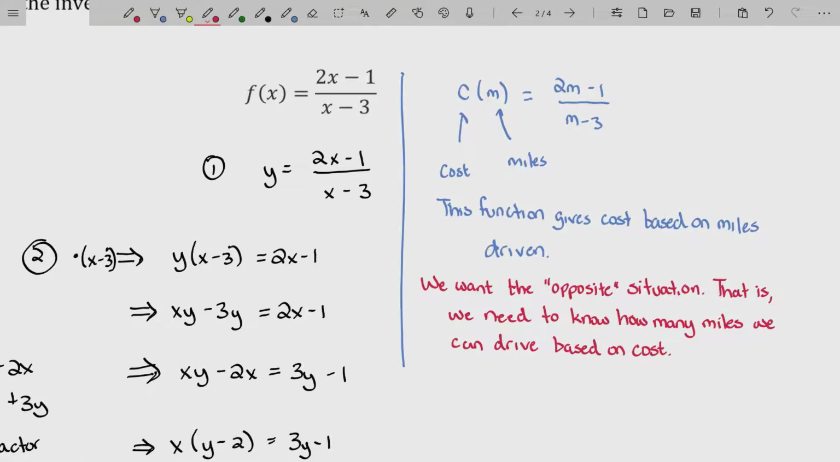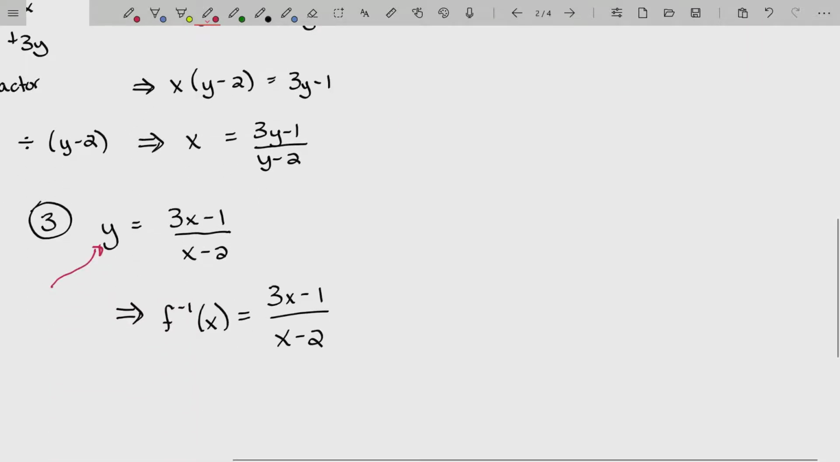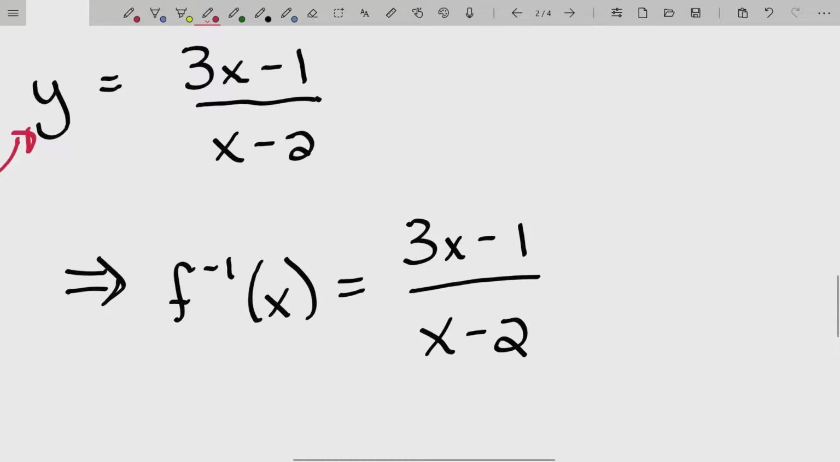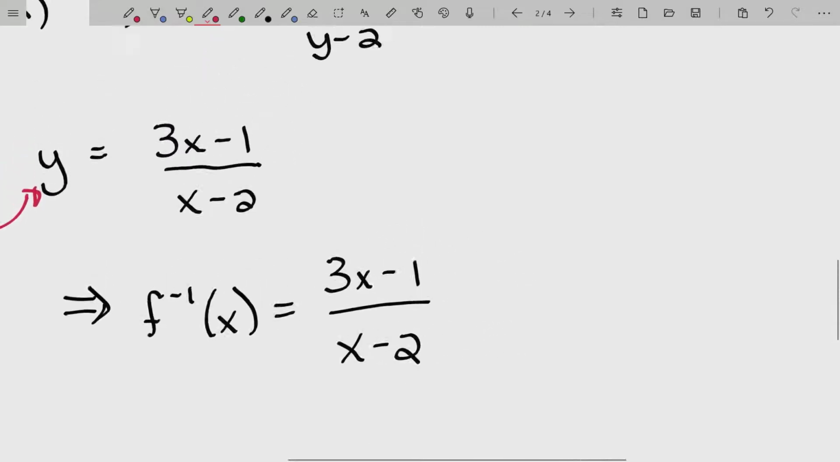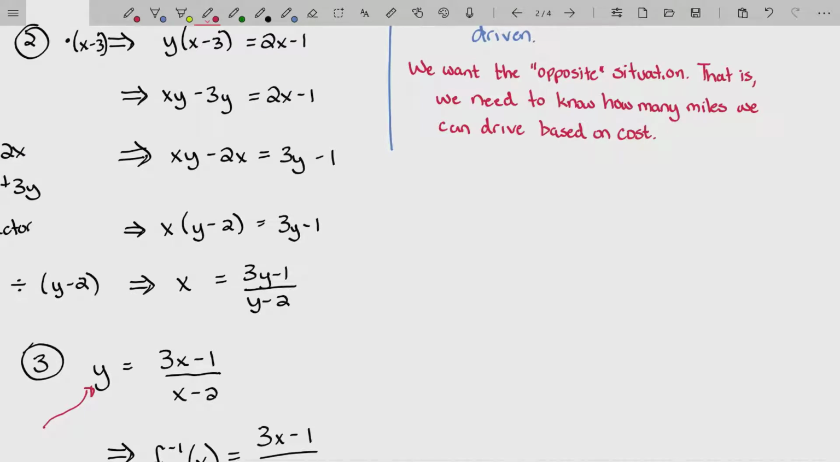That is, we need to know how many miles we can drive based on cost, because maybe we're just limited to how much money we have, right? Nobody has an unlimited amount of money. So we'd like to say, well, all I have is $100. How far can I go? Now we've already found the inverse of this. It's right there. So if you were to find the inverse the same way and then swap letters at the end, it would look like this. Dot, dot, dot. Again, we're finding the inverse here.